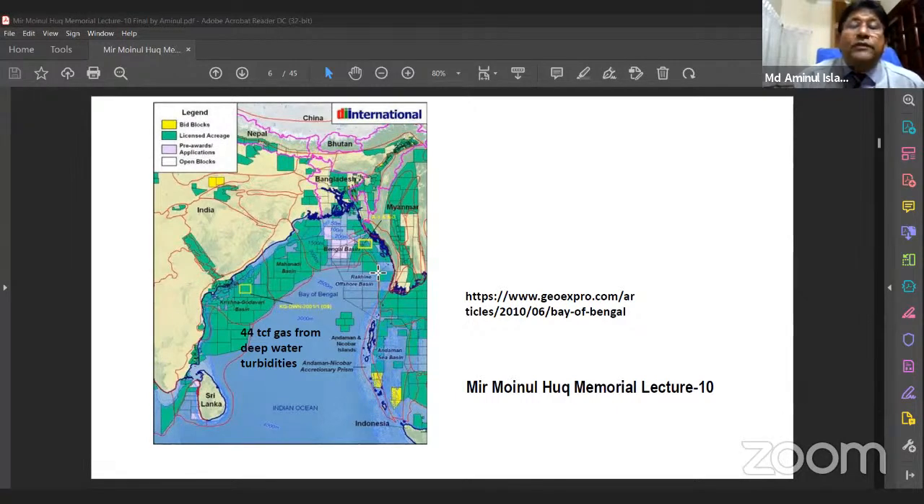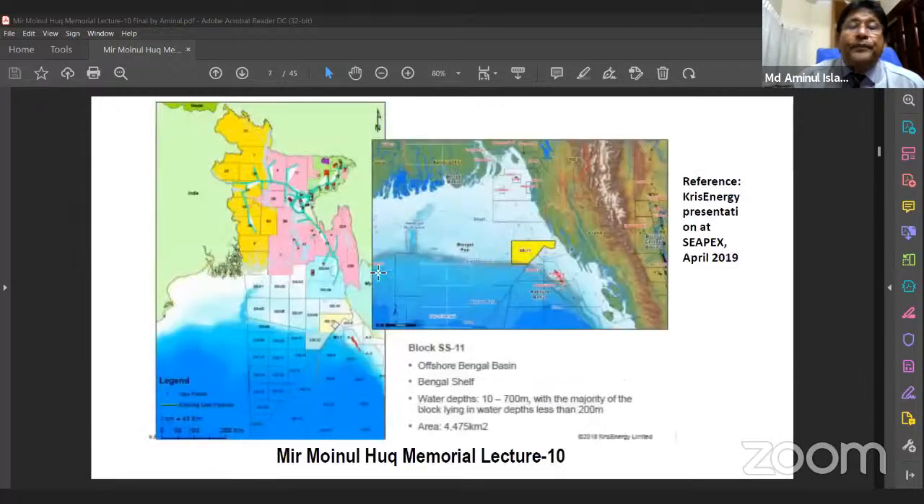We have a few blocks very close to Rakhine Basin, and I'll talk about that. So let's see our block area. You can see the Rakhine Basin with a red bubble on the right side. Our blocks SS11, DS12 and SS10 are all just nearby Rakhine Basin and their discovery of three fields, okay?